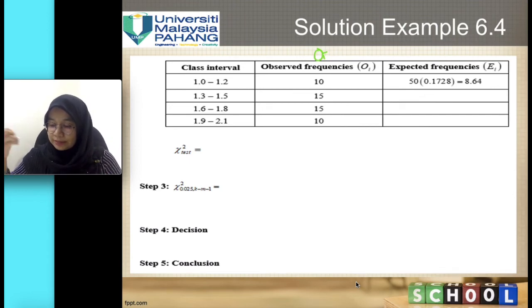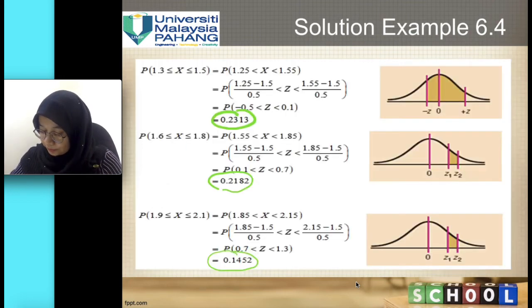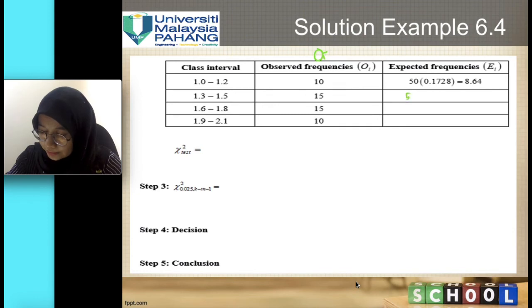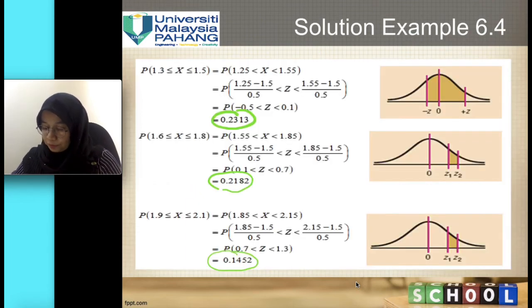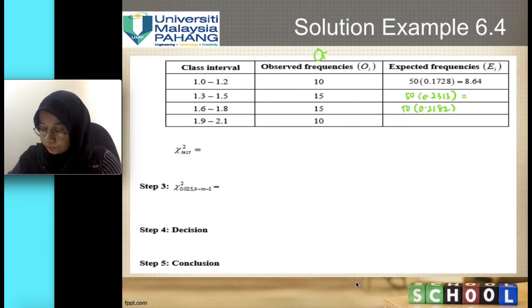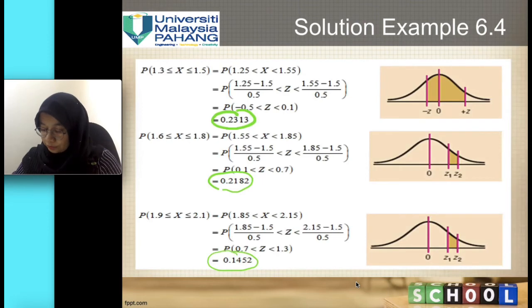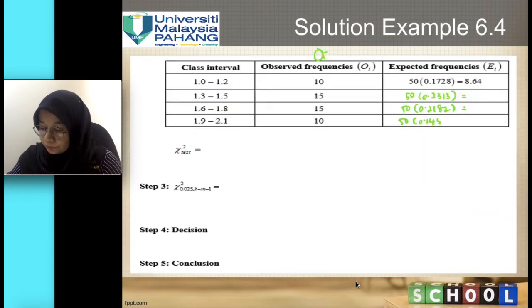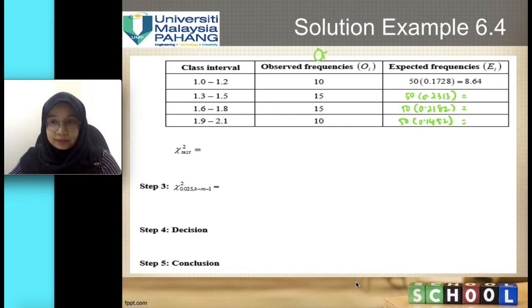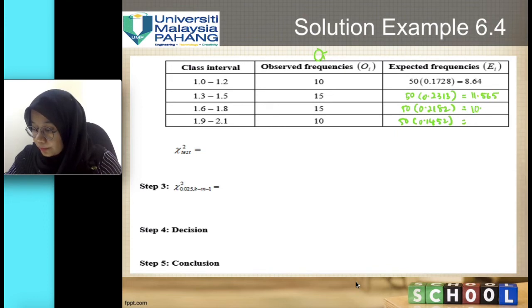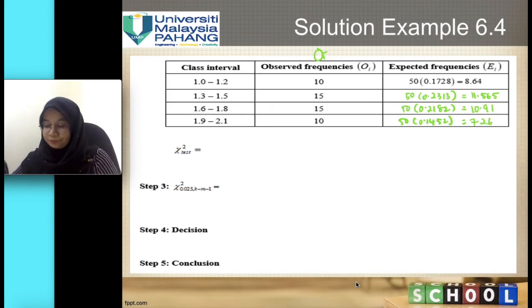So the expected frequency: P for this one is 0.1728, so here n equals 50 times 0.1728. Here 50 times 0.2313. Here 50 times 0.2182. Here 50 times 0.1452. Press your calculator, you will get the E. So E here is 8.64, 11.565, 10.91, 7.26. So you get the E now.